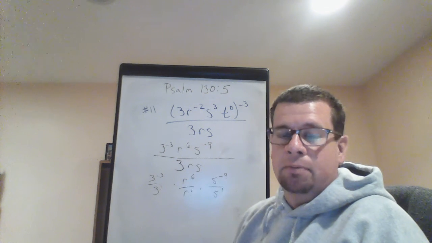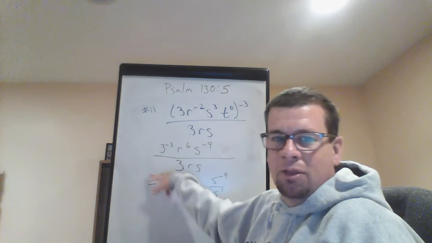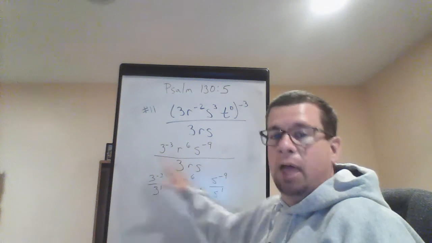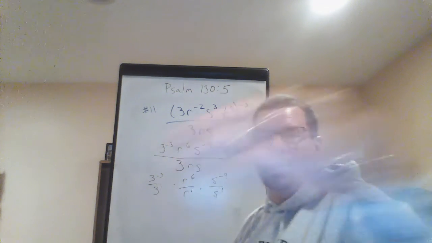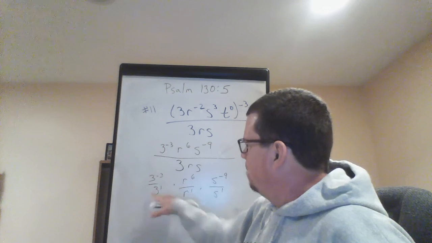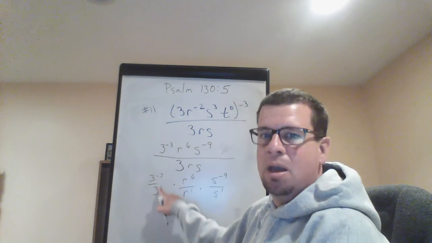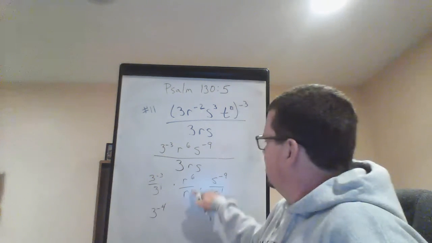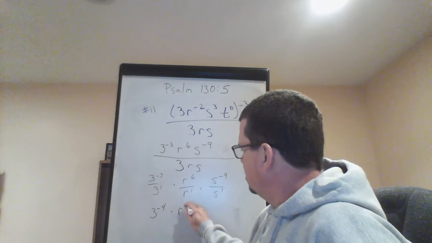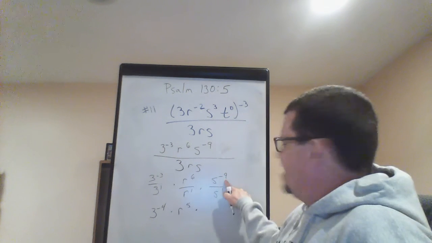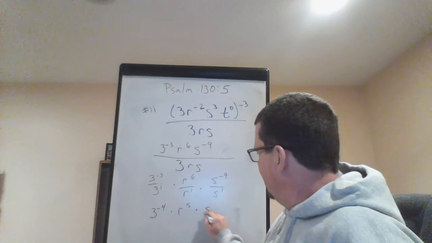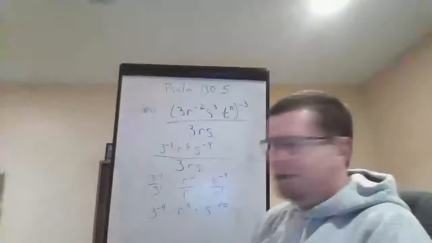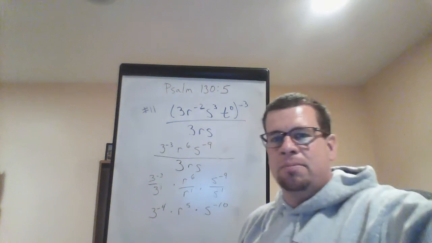We have a property of exponents that says if you are dividing things with like bases, you can subtract their exponents. That's why I broke this up into like bases, because now I can use this property. So -3 minus 1, I can write as 3 to the -4th. 6 minus 1, I can write as r to the 5th. And finally, -9 minus 1, I can write as s to the -10th. So now I've got 3 to the -4th times r to the 5th times s to the -10th.